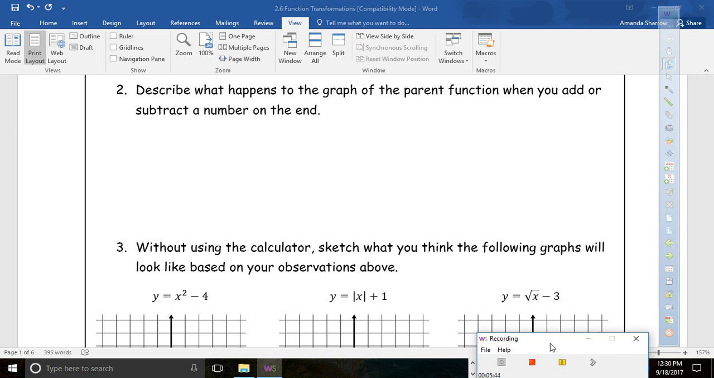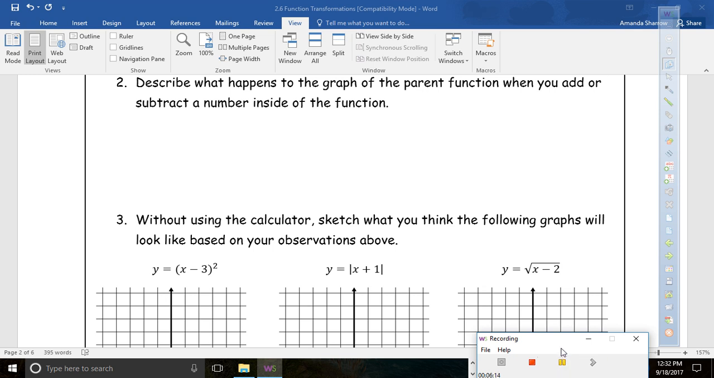So now I want you to continue working through number 2 and 3. Describe what happens to the graph of the parent function when you add or subtract a number on the end. What do you notice in a few sentences? And then without using the calculator, sketch what you think the following graphs will look like based on your observations above. If you want, you could sketch them and then put them in your calculator afterward just to do a quick check. So right now I'm going to have you pause this video until you are completely finished with steps 2 and 3. And when you're done with the front side, go ahead and turn your paper over to the back and then you can continue with the video.